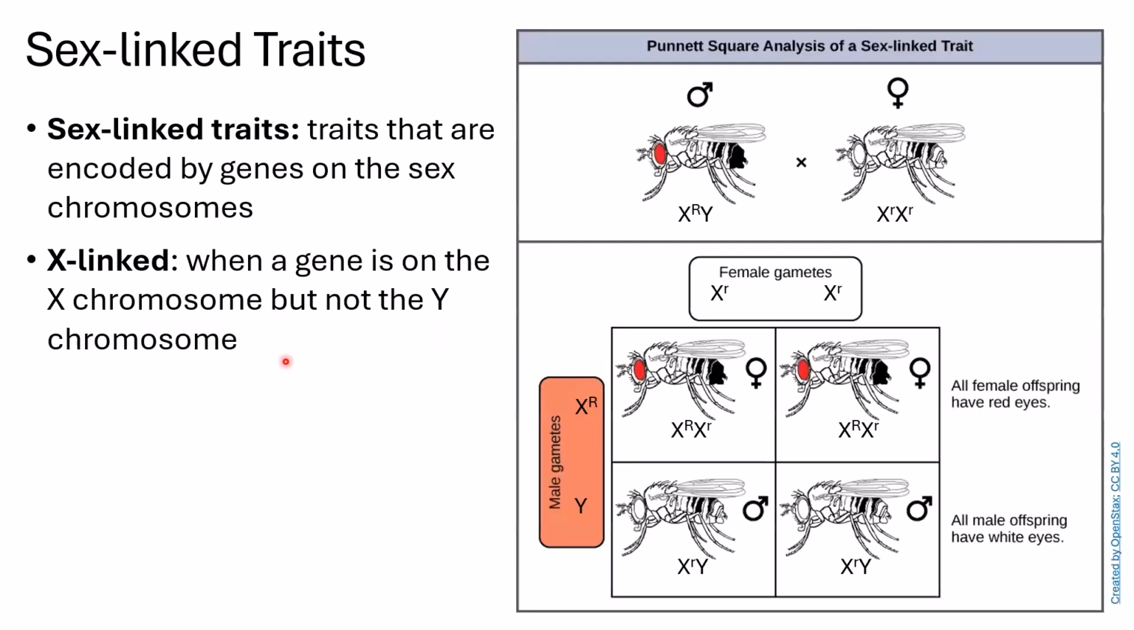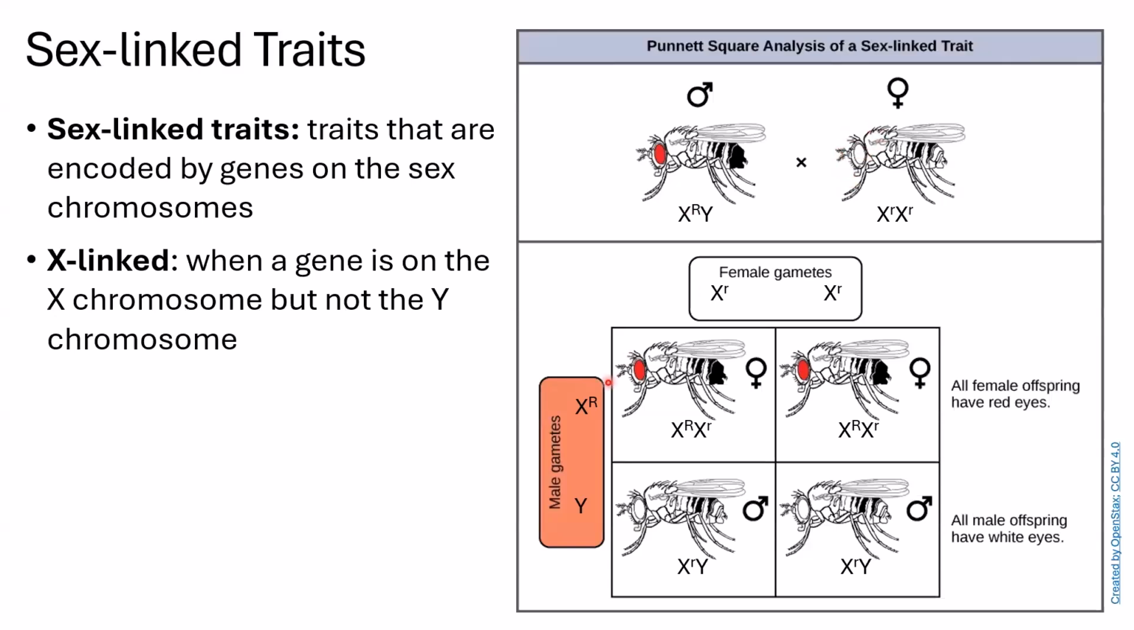An example of a sex-linked trait is eye color in fruit flies. The dominant phenotype is red eyes. We use X and Y to represent the X and Y chromosomes, and the uppercase R next to the X represents the allele for red eyes. The lowercase r represents the allele for white eyes, which is recessive. The male has 1 X chromosome and 1 Y chromosome, with the dominant allele on the X chromosome, so he has red eyes. The female has 2 X chromosomes, both with the recessive allele, so she has white eyes.